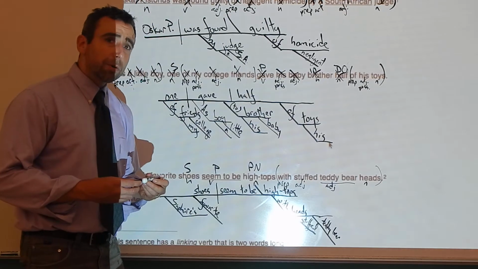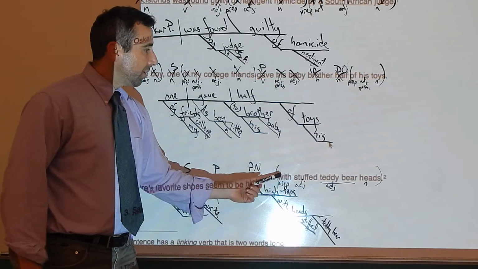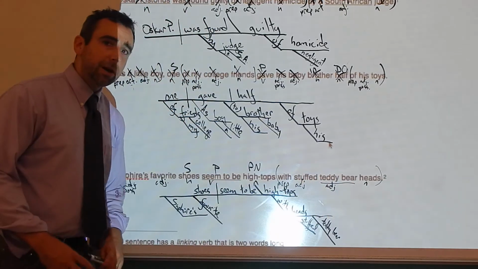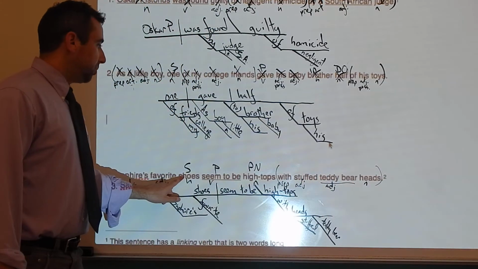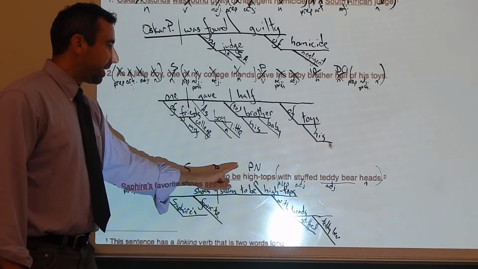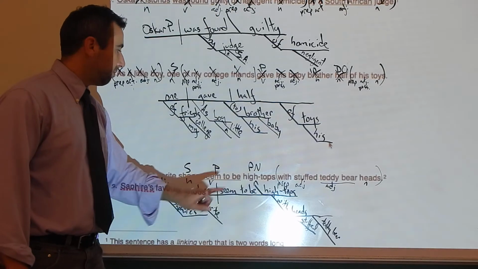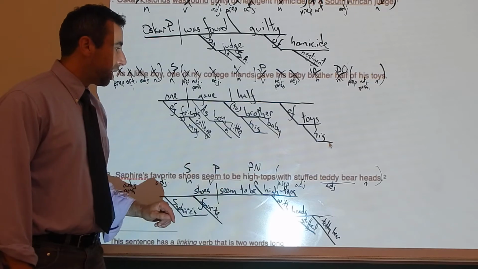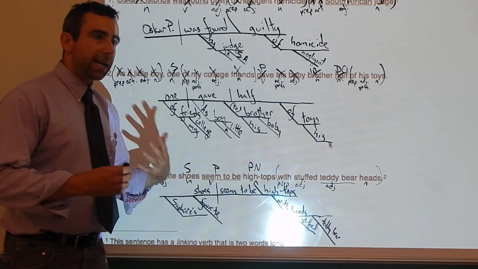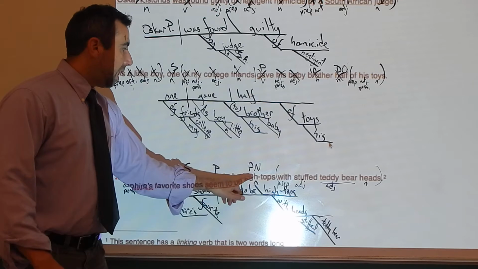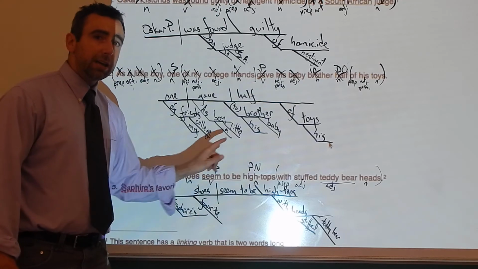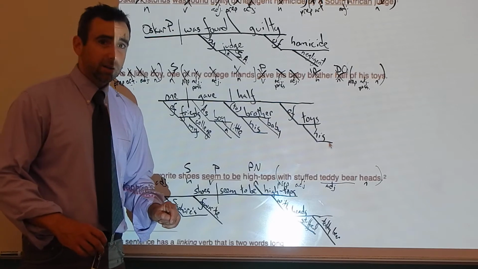All right, here we go, pretty quick. There's one prepositional phrase, with stuffed teddy bear heads. I hope you read your footnote, so you can treat teddy bear as a single word. Shoes is the subject, seem to be is the predicate, high tops is a predicate nominative. Seem to be is a linking verb, so that tells you high tops won't be a direct object. So you're in predicate adjective or predicate nominative territory. High tops is a noun, and the high tops and shoes are the same thing, so you're definitely looking at a predicate nominative here.